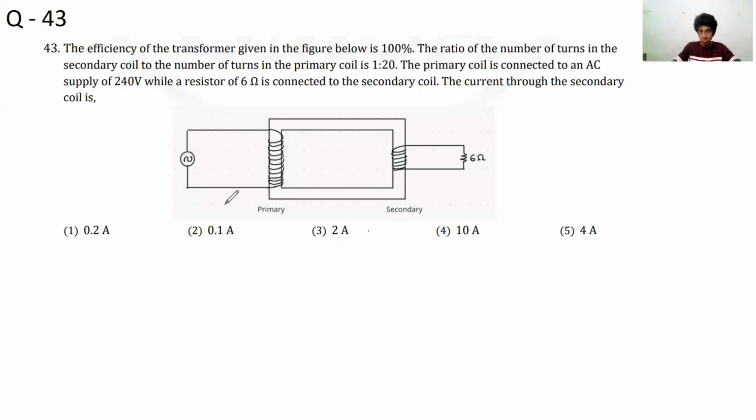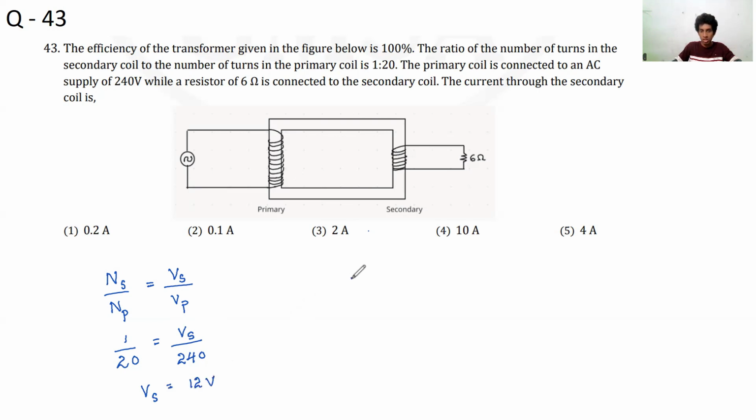So here, we can easily do this question. We can write that the number of turns in the secondary coil divided by the number of turns in the primary coil is equal to the voltage in the secondary coil divided by the voltage of the primary coil. They have given that the ratio of the number of turns in the secondary coil to the number of turns in the primary coil is 1:20, so this should be 1/20. That is equal to the voltage in the secondary divided by the voltage in the primary coil, which is 240 volts. Therefore, the voltage in the secondary coil will be 12 volts.